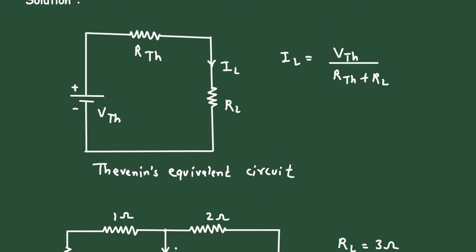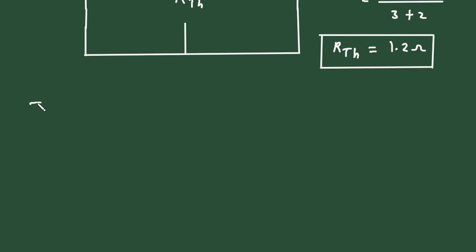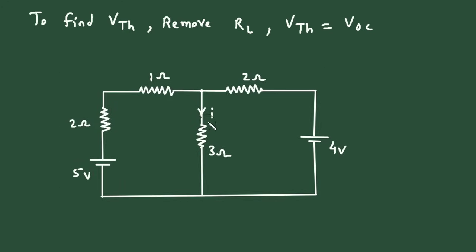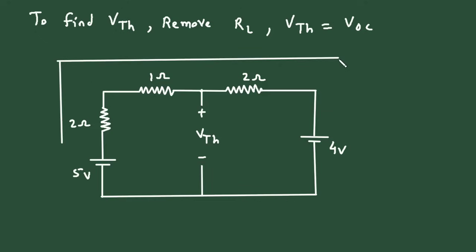Now next, let's find the value of VTH. To find VTH, again we have to remove RL, and here we can write VTH is equal to VOC, that is open circuit voltage. If we remove this load resistor, this will be our VTH or V open circuit voltage. Now to find this VTH, first of all let's apply KVL to the outer loop of this circuit. So this is the outer loop, and let's say this is current capital I.